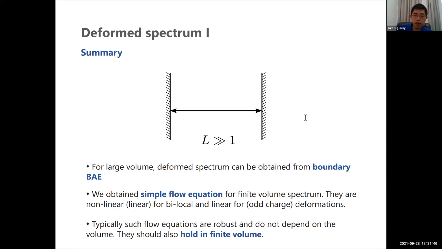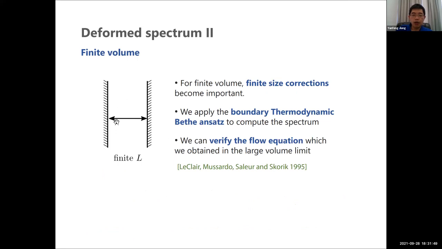So with that goal in mind, we just go to the finite volume. In the finite volume, you need to take into account finite size corrections, and this becomes a much more complicated problem. But nevertheless, we can apply the boundary thermodynamic Bethe-Ansatz to compute the finite volume spectrum. It's easiest to compute the vacuum energy. If the flow equation is the same as the large volume flow equation, then already this confirms our conjecture. And we just use the method by LeClair, Mussardo, Saleur, and Skorik.